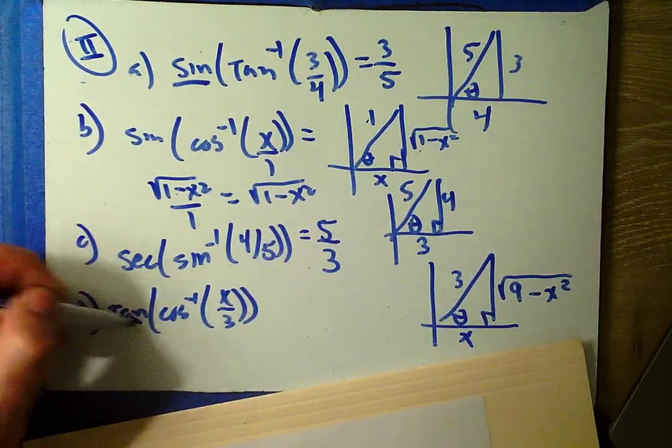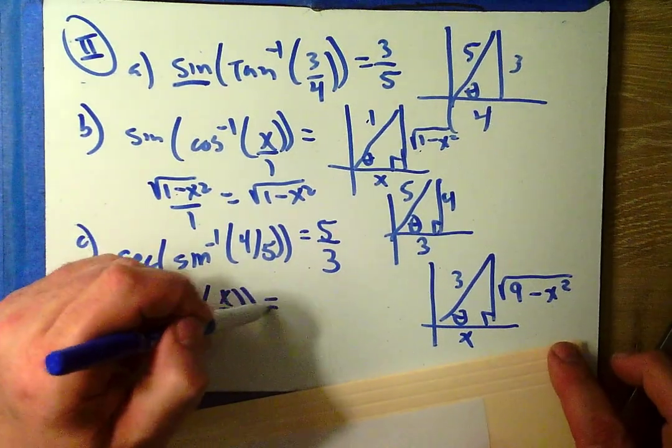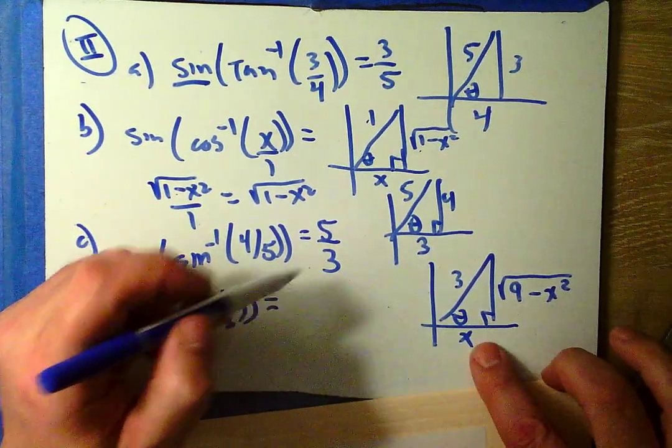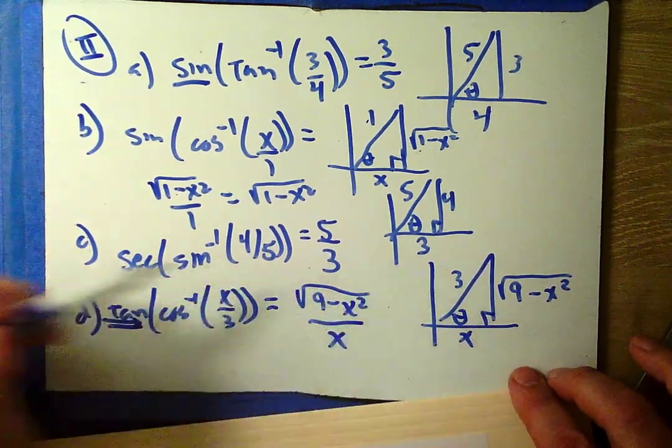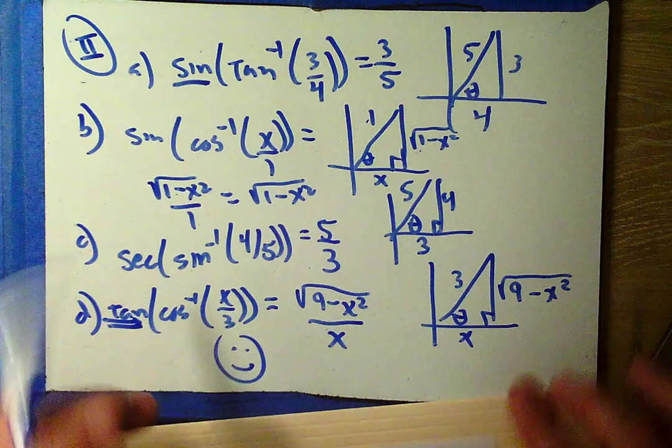Okay, what's the tangent in this picture? The tangent in this picture is opposite over adjacent, so square root of 9 minus x squared over x is our answer. And we're done with the stations.